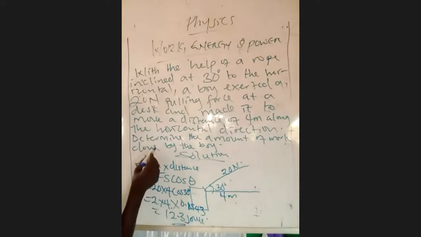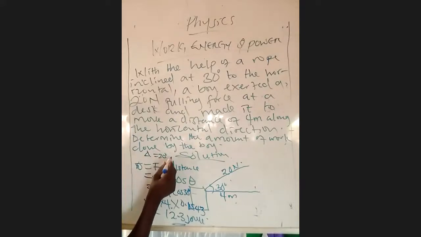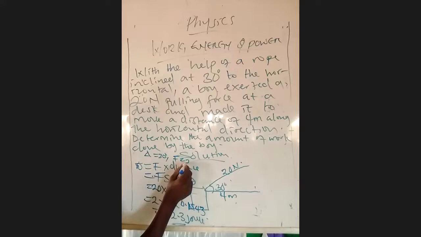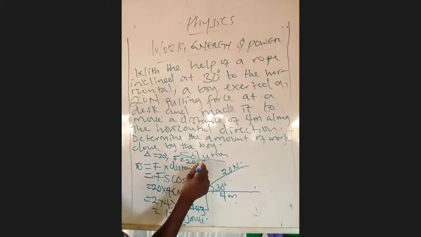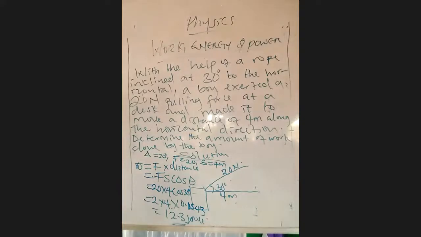Okay, let's write our parameters. So our angle is equal to 30 degrees. F is equal to 20 Newton, and the distance is equal to 4 meters. That's our parameters. So with that, we can get our right answer.